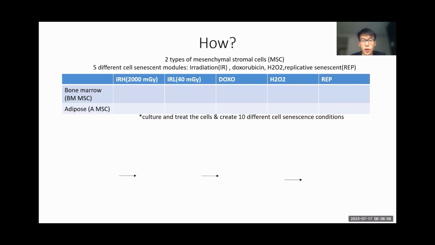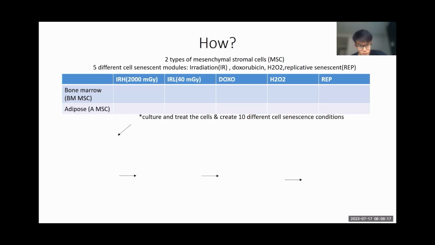The first 4 are acute cell senescence conditions, where they do the treatment directly. And the last one is basically having 30 days of cell culture on the cell, causing chronic cell senescence. And they treat the cells and create 10 different cell senescence conditions and do the experiment.